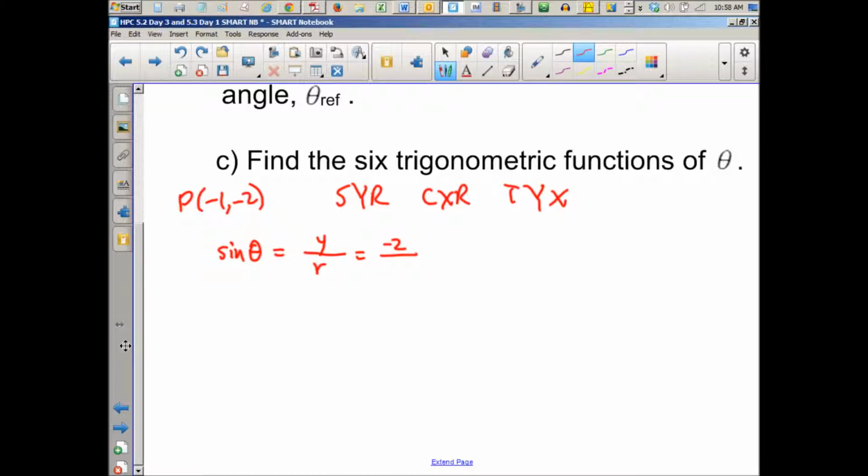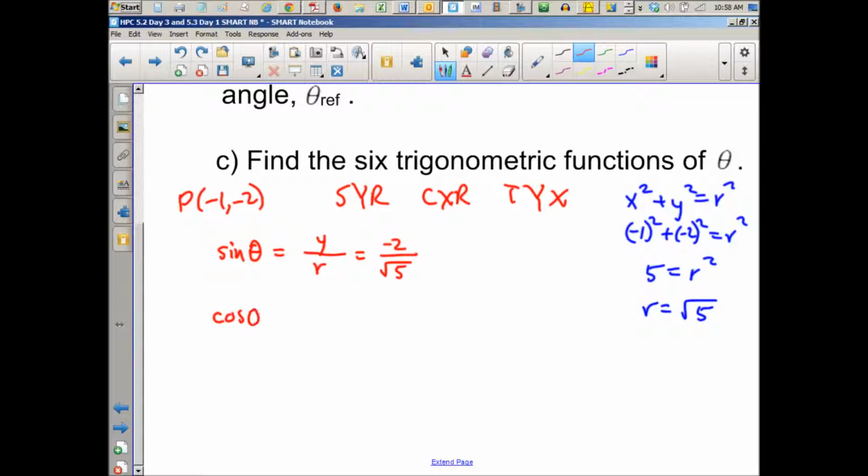So what is r? Well, this is the side you don't know. So we're going to run the Pythagorean theorem to get it. Remember, x squared plus y squared is always r squared. X is clearly -1, y is -2, r is unknown. We get 5 equals r squared, and we square root. We do not do the plus or minus because we have a rule about r being positive. Okay, so we do know r now. We put that in right here. I have a radical on the bottom, but I'll take care of that later.